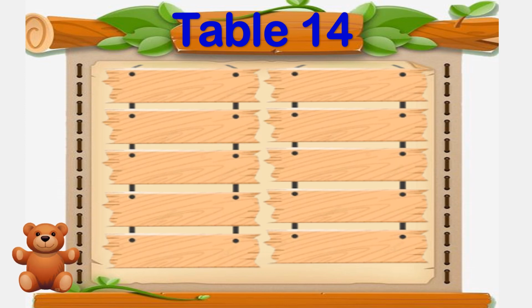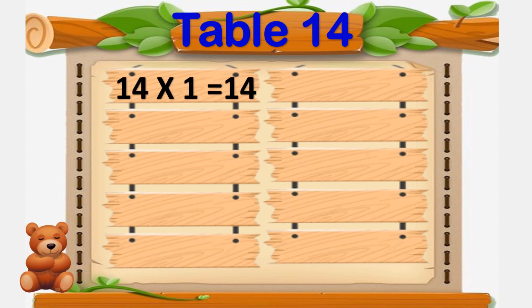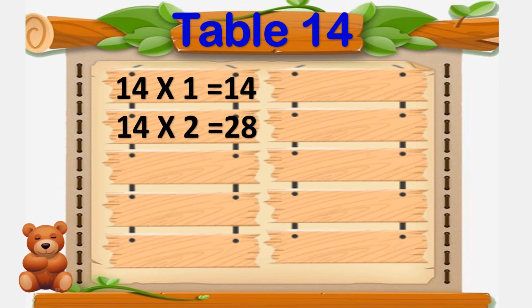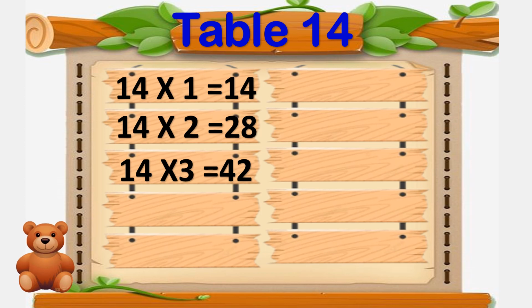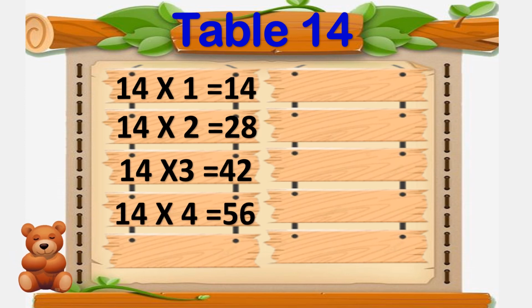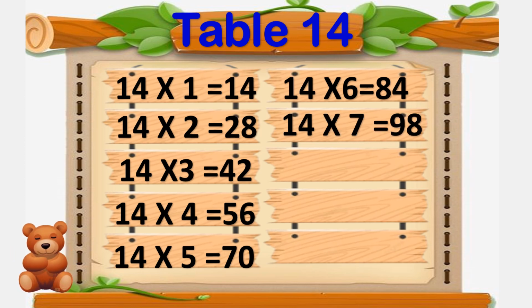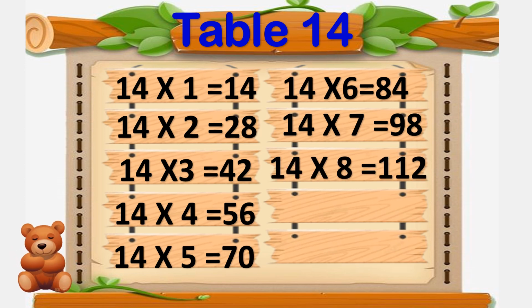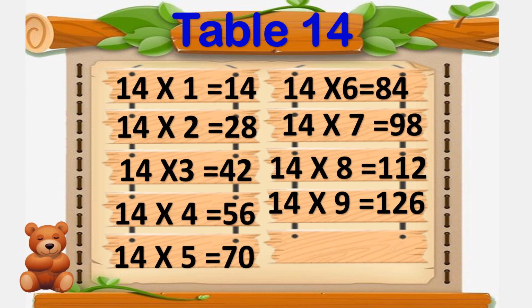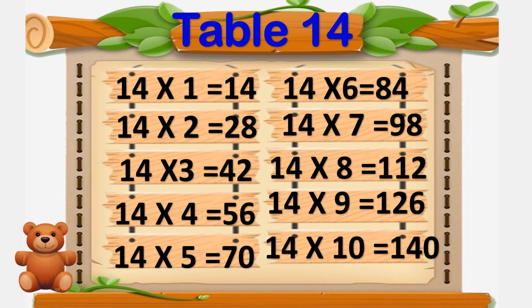Table of 14. 14 ones are 14. 14 twos are 28. 14 threes are 42. 14 fours are 56. 14 fives are 70. 14 sixes are 84. 14 sevens are 98. 14 eights are 112. 14 nines are 126. 14 tens are 140.